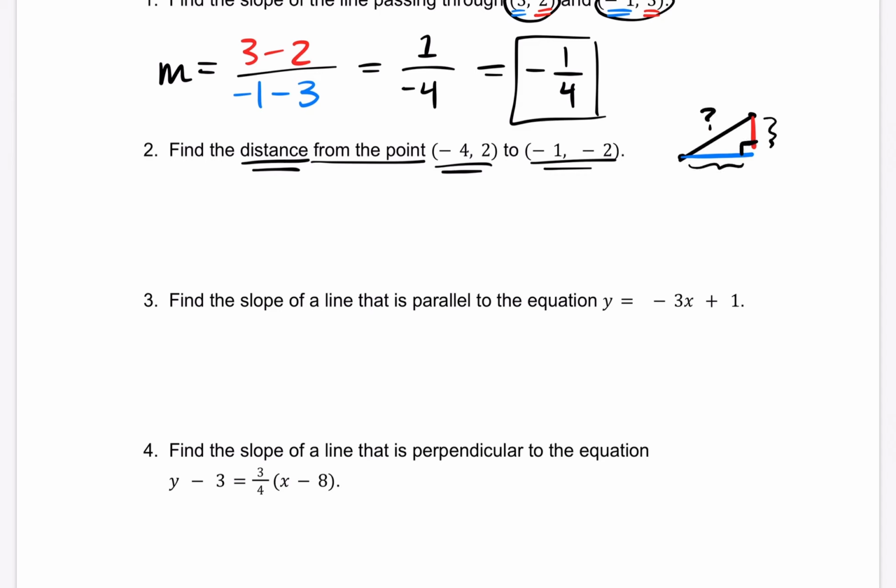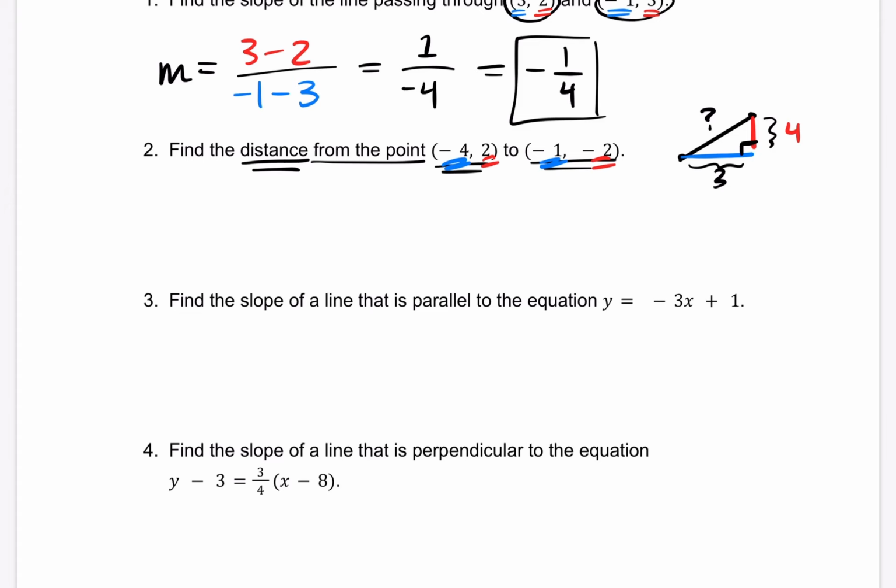So this is a Pythagorean theorem problem. You could do Pythagorean theorem. You can find the distance of this side, so negative 4 to negative 1. Let me write that down. Negative 4 to negative 1, that's a distance of 3. And you may know on the red side, on the y side, 2 to negative 2, that would be 4.